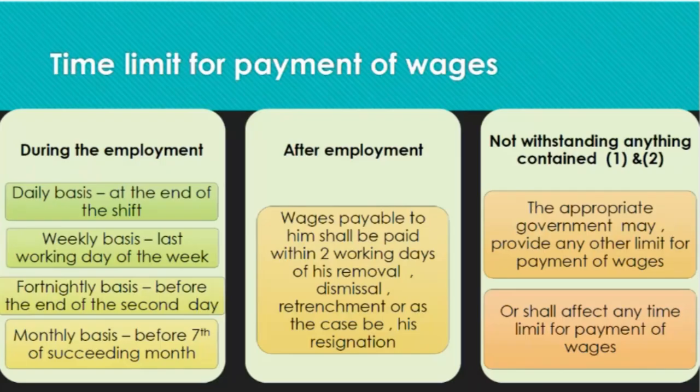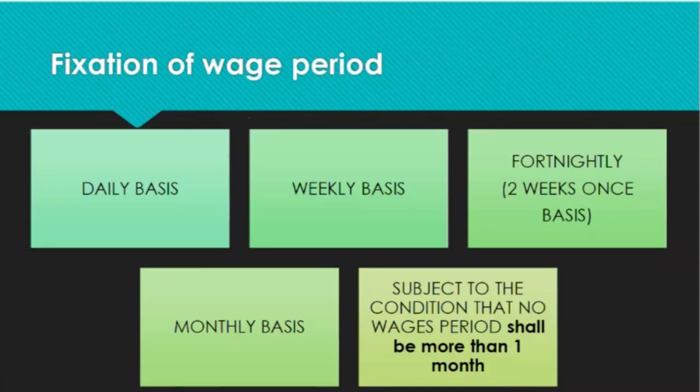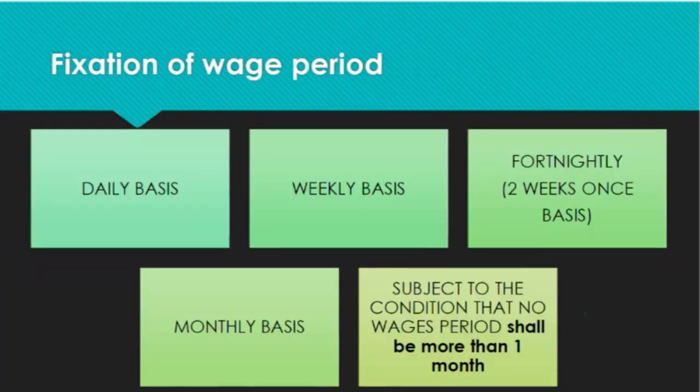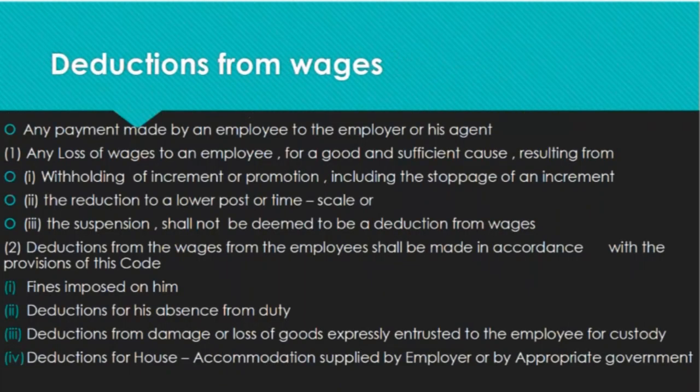So what have we seen so far: what wages are, what minimum wages are, what categories minimum wages have, who sets minimum wages, the procedure of setting minimum wages, the different time durations at which wages have to be paid, and the time limit for payment of wages. And what is included in wages, what is not included, how the wages have to be paid. Next, what are the deductions from wages?